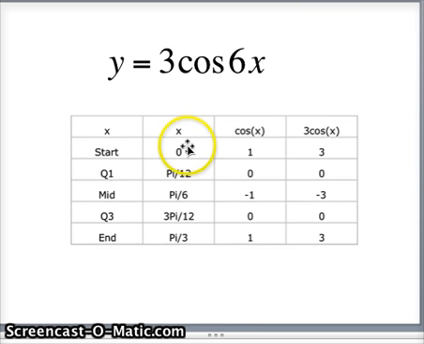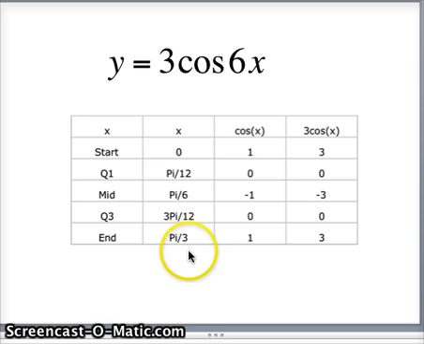Well, our starting point was 0, and our ending point was pi over 3. So our midpoint was pi over 6. Now, if you count by pi over 12, you'll see how this is relatively easy to recognize. 0, pi over 12, pi over 6 is 2 pi over 12. Q3 is 3 pi over 12, and then 4 pi over 12. Of course, 3 pi over 12 is pi over 4. 4 pi over 12 is pi over 3.